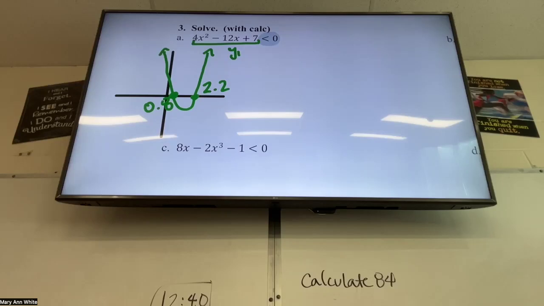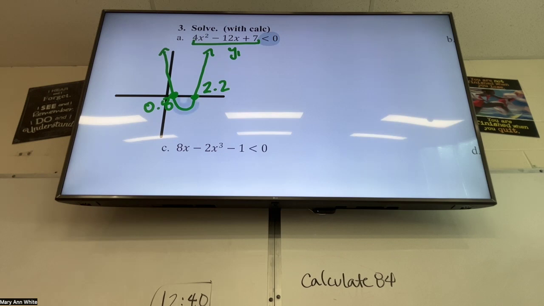Where is my graph less than zero? Negative what? Negative 0.8. Ooh, nope. No way. That's the notation we're about to use. Michael? It's between my two zeros, right?